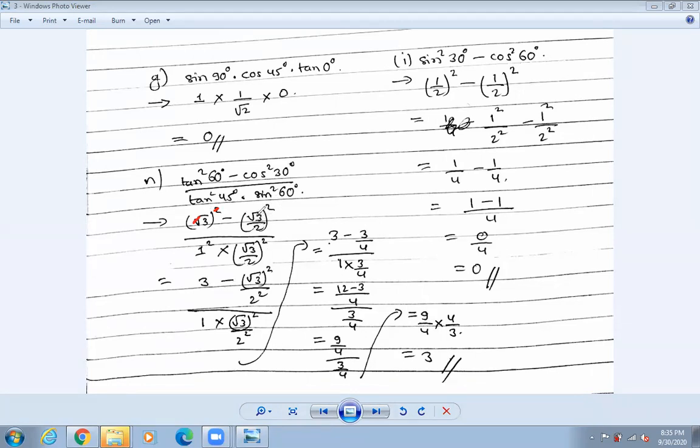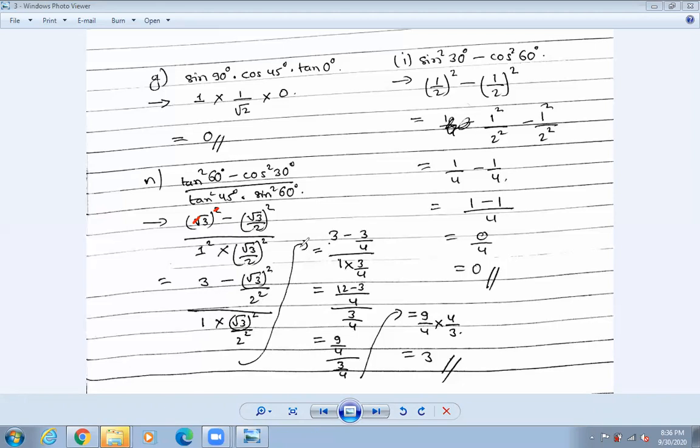So give the square to root 3 and to 2. So root 3 square divided by 2 square. Then divided by 1 square into, so let us give the square to both the numbers, root 3 square divided by 2 square. Root 3 square divided by 2 square.